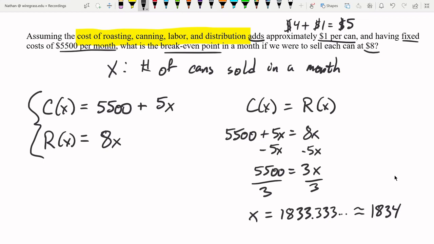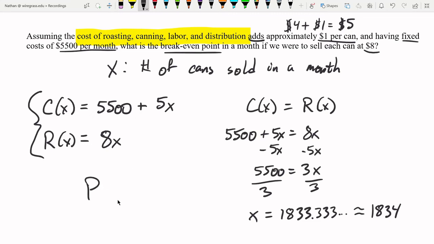If you were to try this whole situation out and you could not produce 1,834 cans in a month, then that means this is a failing business. Do not do this. If, however, it's quite easy to make above 1,834 cans, like for instance 2,500 cans, then that means you're going to make a profit. And really, a profit is what you're looking for here.